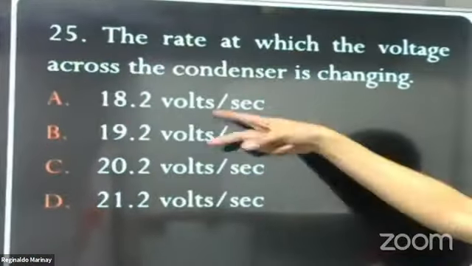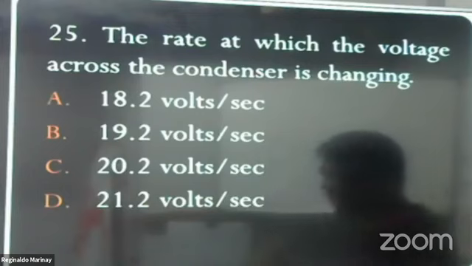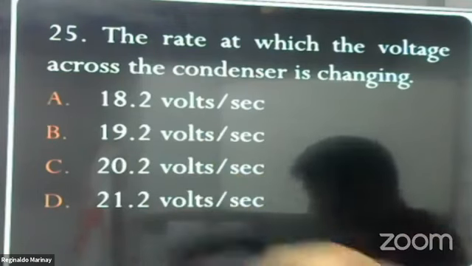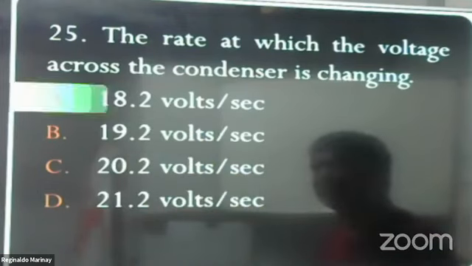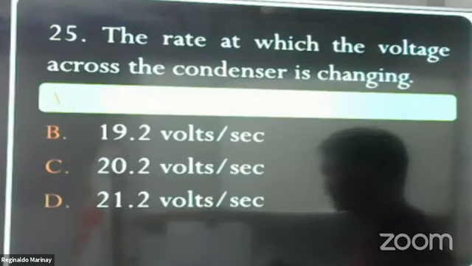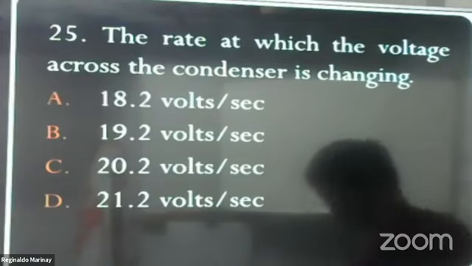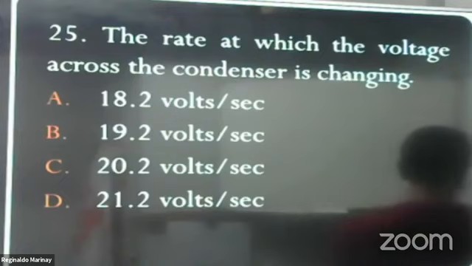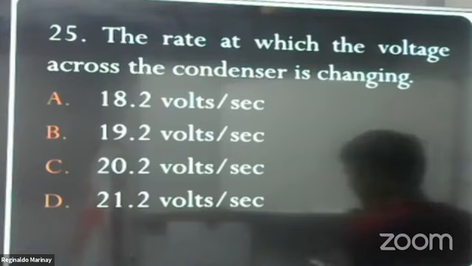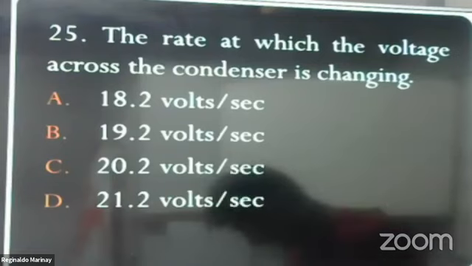What is your answer? Is it A, B, C, or D? Come on, quick. Okay, that's the answer. Letter A, 18.2 volts per second. So that is our answer. 18.2 volts per second. That's the answer. Very easy.